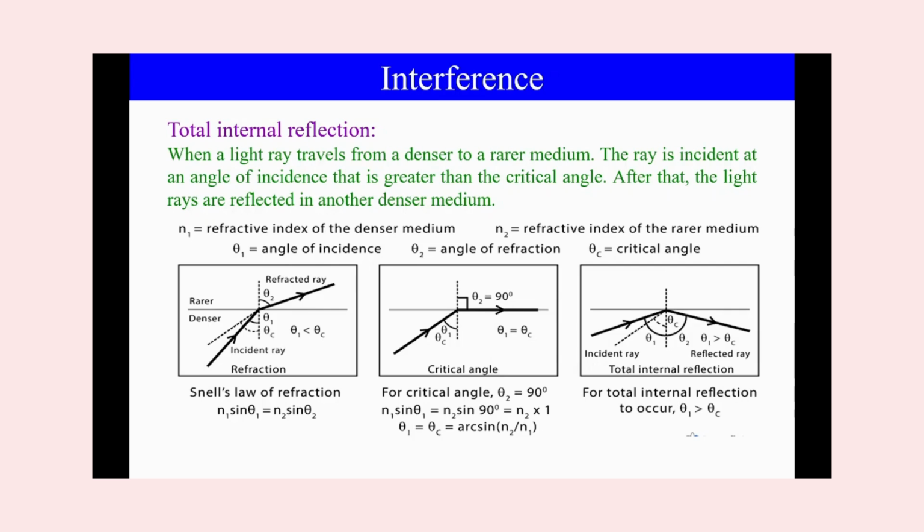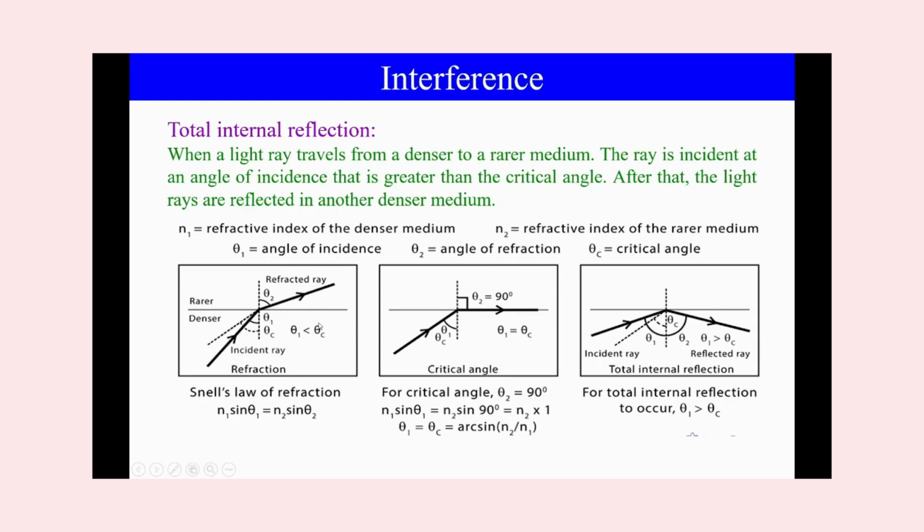To observe this total internal reflection definition, consider the diagrams. In the first diagram, this is the denser medium and this is the rarer medium. Light is coming from the denser medium going to the rarer medium. Then this incident ray bends and travels into another direction. This is called refraction. Here theta 1 is the angle of incidence and theta 2 is the angle of refraction. When the angle of incidence increases, the angle of refraction also increases.